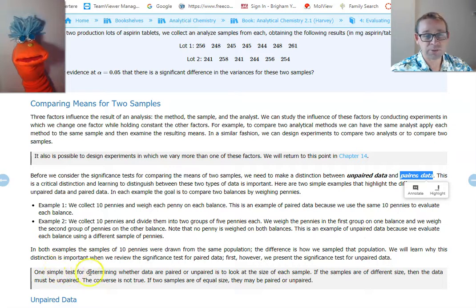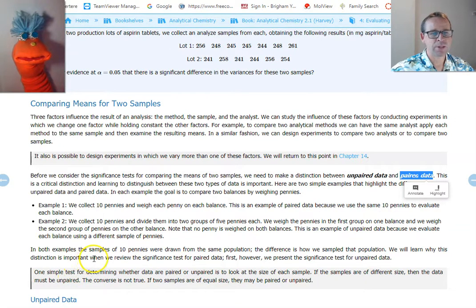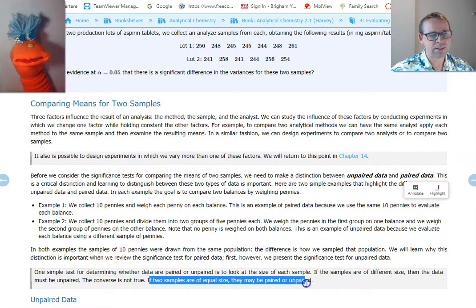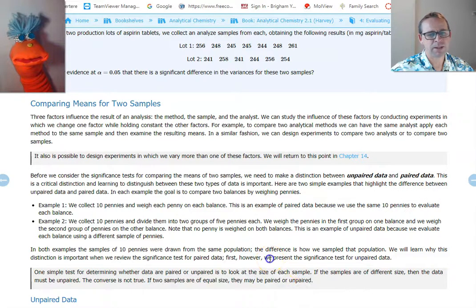A simple test for determining whether data are paired or unpaired is to look at the size of each sample. If you have 2 different sizes of each sample, then you always know that the data must be unpaired. Does that make sense? Yeah, because it wasn't the same data. Very good. So if the 2 samples are equal sizes, it doesn't mean that they're necessarily paired or unpaired. But if the sample sizes are definitely different, then you definitely have unpaired data.